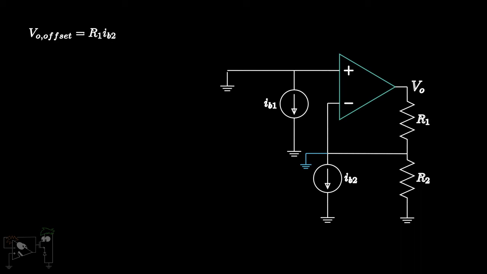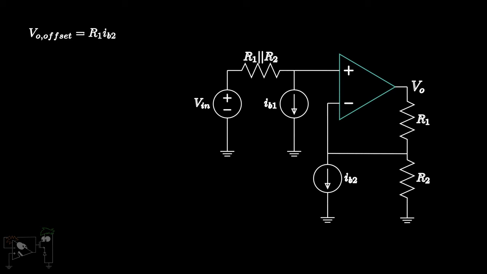We need to find a way to correct this error as it can cause severe issues in high-precision circuits. Usually IB1 and IB2 are very close in value, hence for the remainder of the discussion we will consider IB1 is equal to IB2. We can fix the issue of input bias currents by adding a parallel combination of R1 and R2 to the non-inverting terminal.